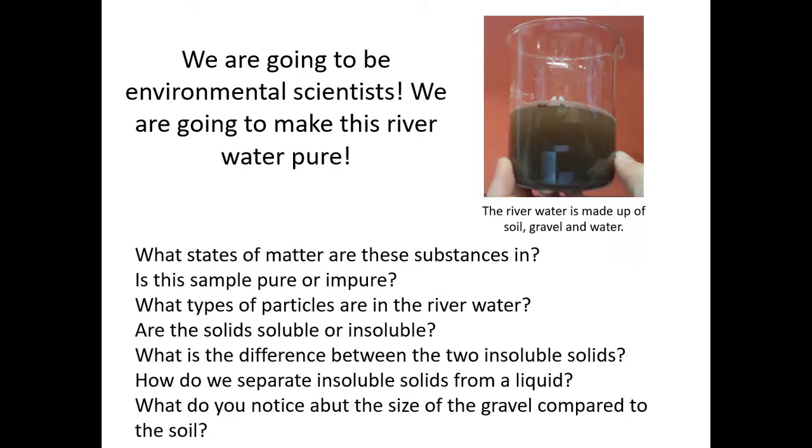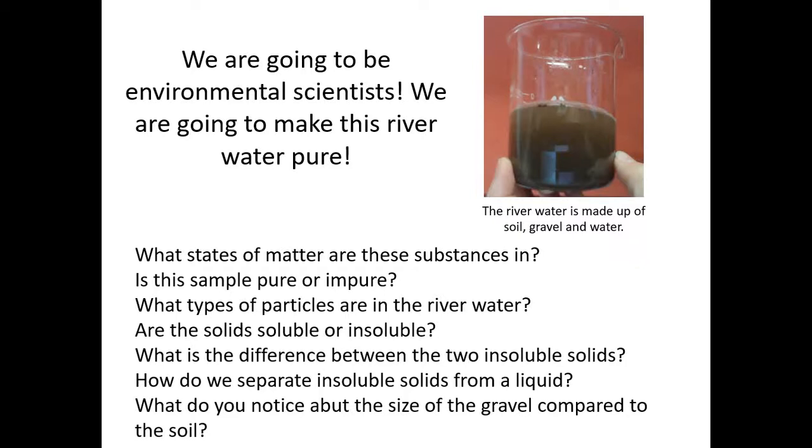Okay, let's go through the answers. What states of matter are these substances in? The water is a liquid, the soil and the gravel are both solids. Is it a pure sample or an impure sample? It's impure. We've got 3 different particle types in here that we know of. So it's not made up of one type of particle. What types of particles are in the river water? Well, there's a clue under the picture. It's made up of soil particles, gravel particles and water particles.